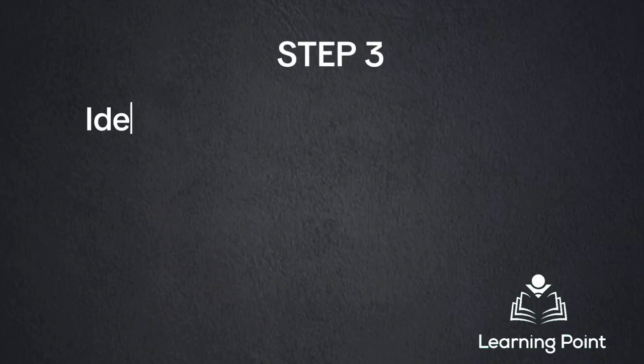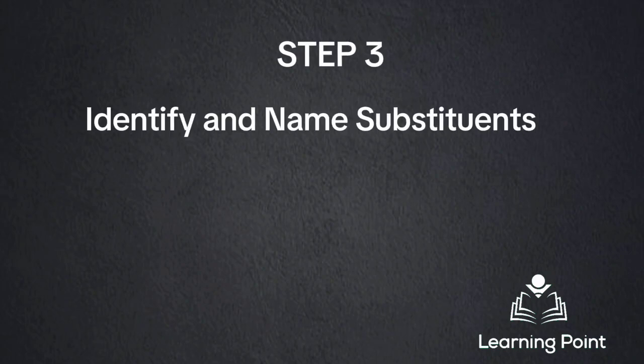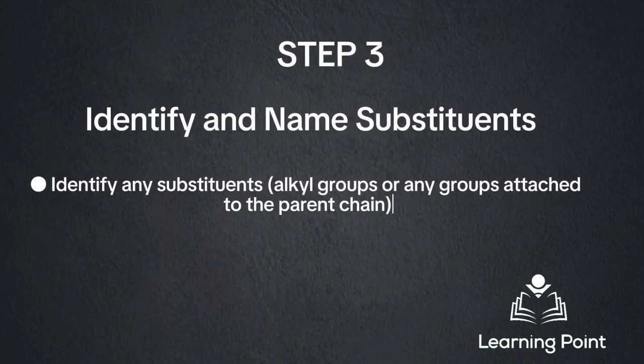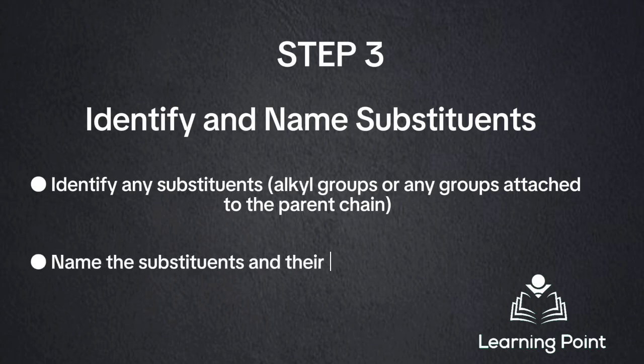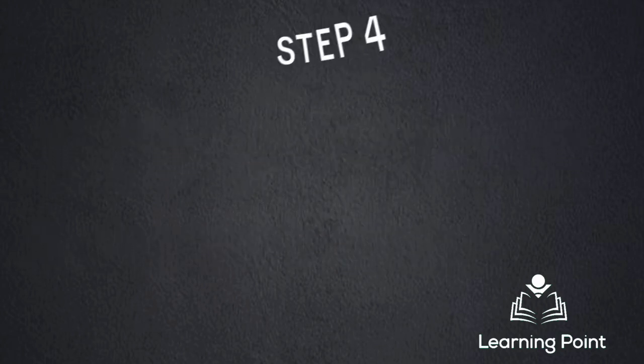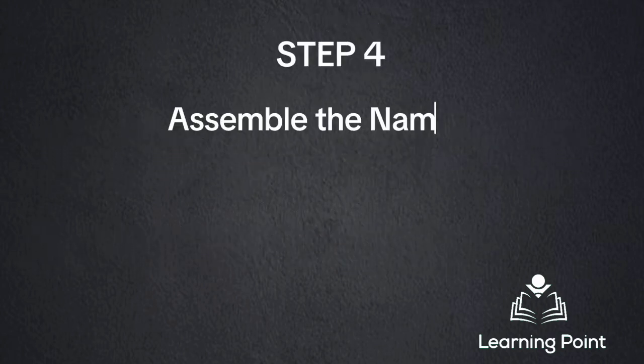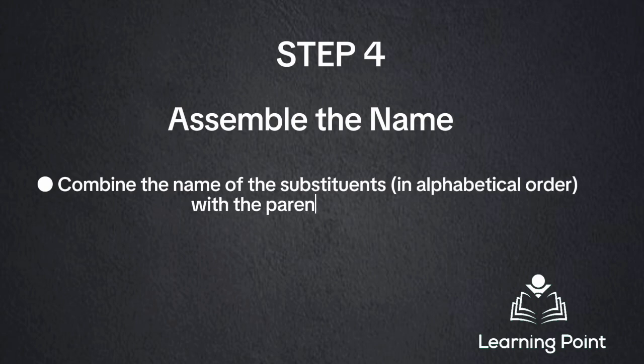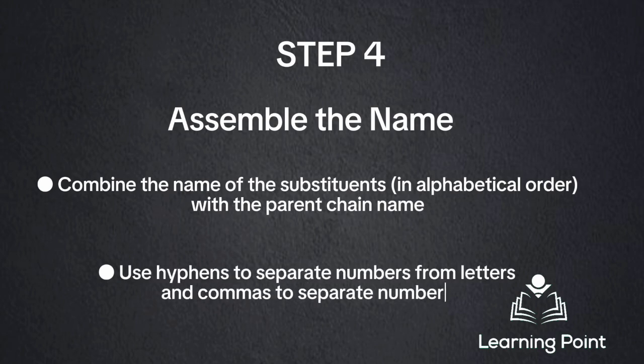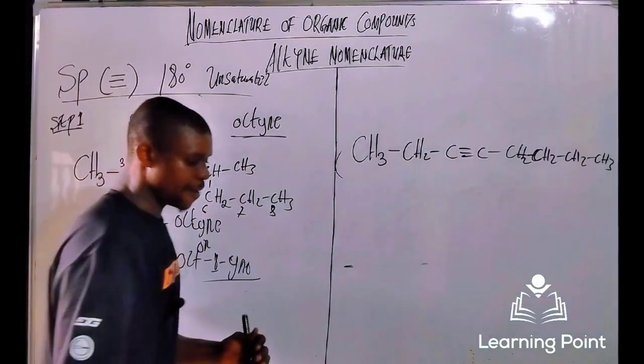Step number 3: identify and name substituents. Identify any substituents, alkyl groups or any other group attached to the parent chain. Name the substituents and their positions on the chain. Step number 4: assemble the name. Combine the names of the substituents in alphabetical order with the parent chain name. Use hyphens to separate numbers from letters and commas to separate numbers, which I'm going to explain here.